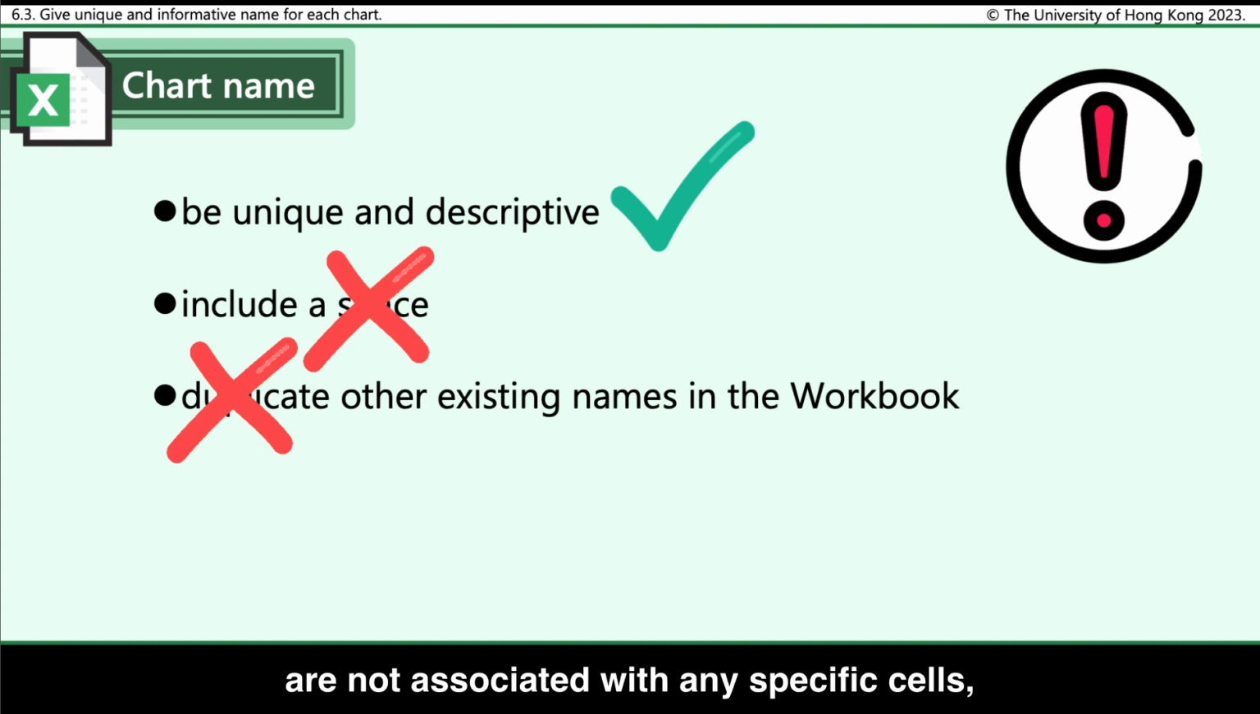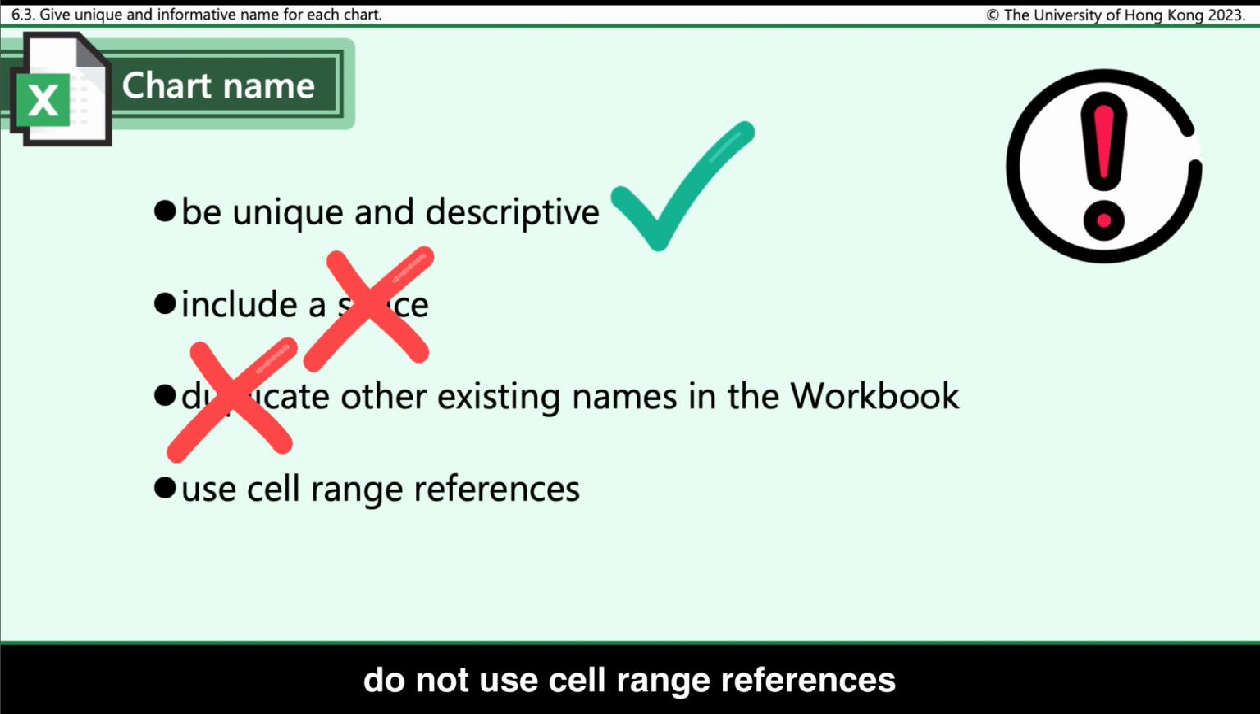Because charts and graphs are not associated with any specific cells, and they are like floating on the worksheet, do not use cell range references to be the chart name.